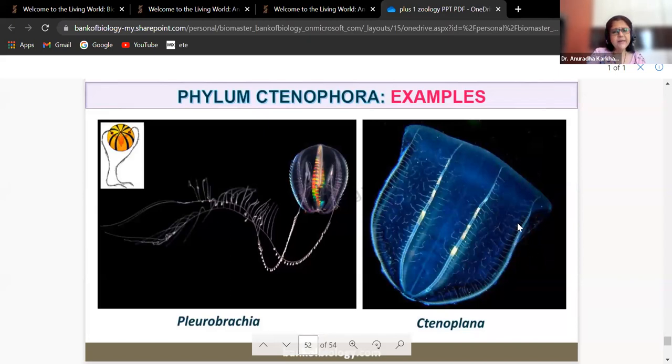Doesn't it look like that night lamp wala thing, glass ke lamps hote hai, dekho, they look exactly like that na, right? And here you can see the comb plates very nicely. 1, 2, 3, 4, 5, 6, 7 and yahan par hai 8. Any difficulty in understanding these? This is one of the simplest. Ctenophora is the simplest type of group.